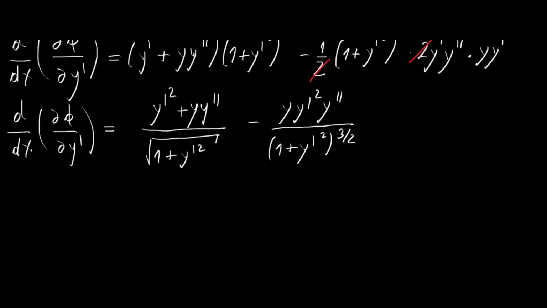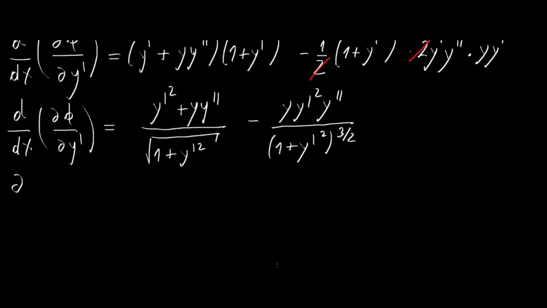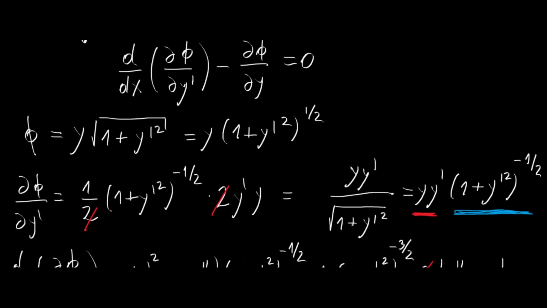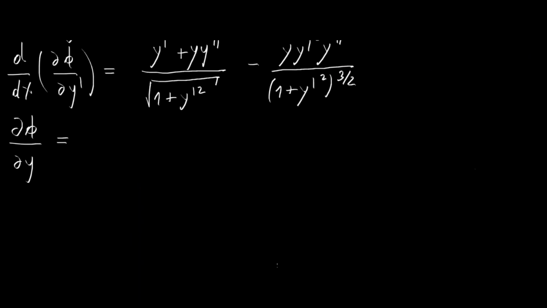The second part is to calculate the partial derivative of phi with respect to y. Well, it is easier, because if we take a closer look at the expression of phi, we can notice that the derivative with respect to y is simply this square root. So our second partial derivative is fairly easy. It's simply the square root of 1 plus y prime squared. And now we are ready to set up the Euler-Lagrange equation. It is this first expression minus the second one.